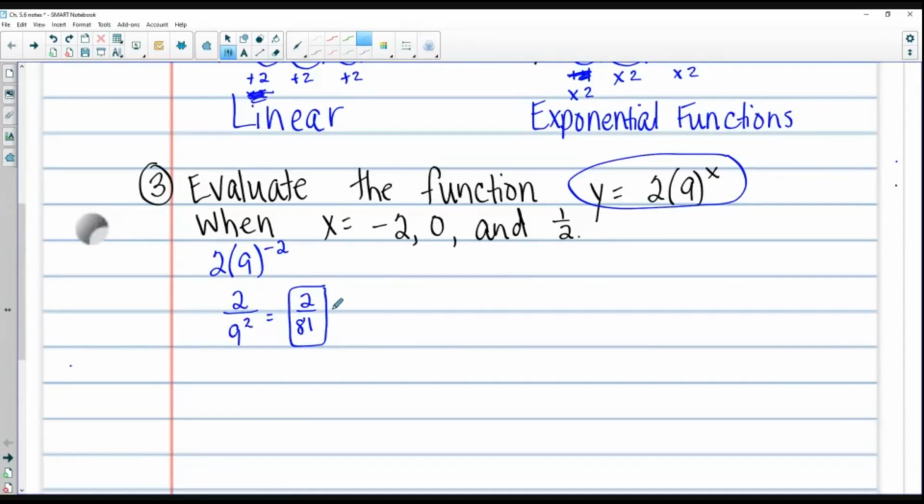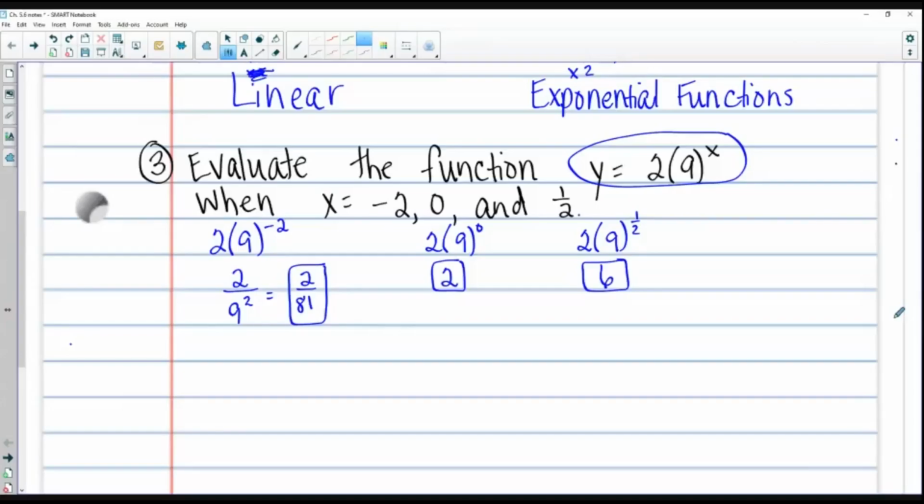Okay. The next one is we're going to input 0. So we have 2 times 9 to the 0 power. And remember, for these, you can use the calculator. It's okay. So anything to the 0 power becomes 1. So it's 2 times 1, which is just 2. That's right. That's okay, guys.